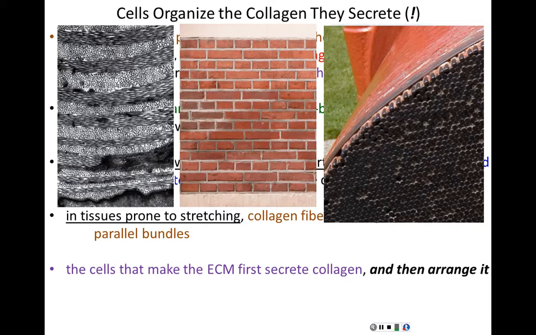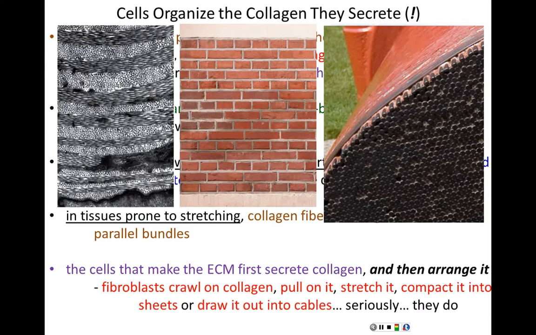Amazing! So what this means is that, again, it's not enough to just dump collagen out. Once that collagen has been secreted, it must be arranged into the appropriate structure: woven into a wicker basket, laid like bricks with alternating directions, or bundled together into cables. Believe it or not, I don't even believe it, but fibroblasts do this arranging. Fibroblasts crawl on collagen. These individual cells pull on that collagen, stretch it, compact it, weave it, bundle it, and alternate it into the sheets, the baskets, the lattice work, the cables that it needs to be for a particular structure. Single cell fibroblasts do this.